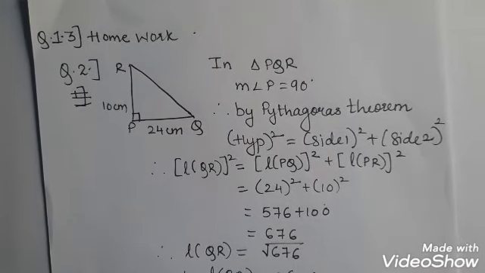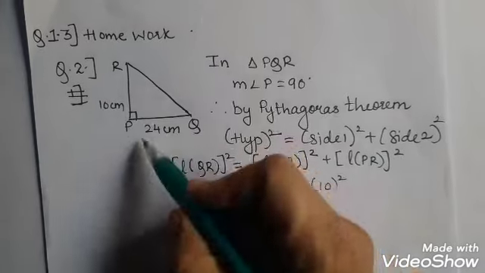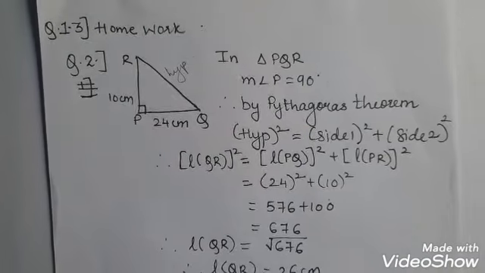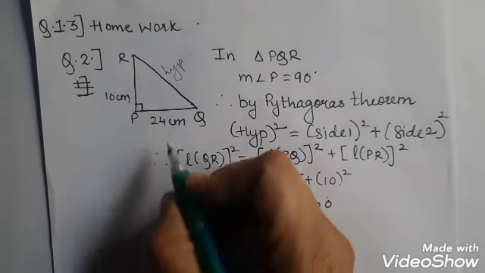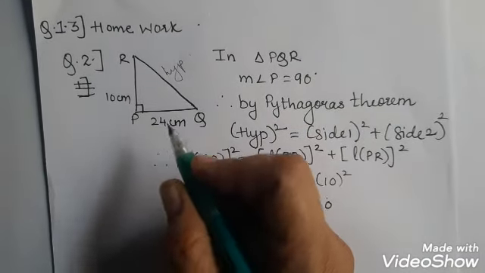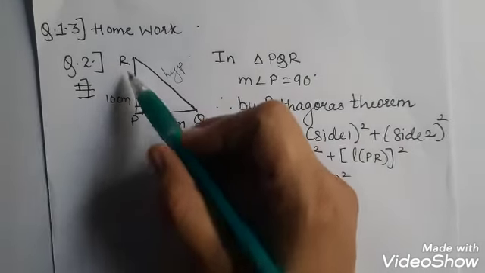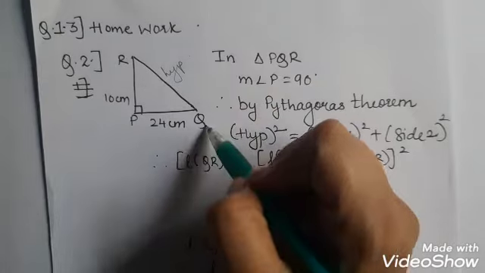In a right angle triangle PQR, angle P is 90 degrees. Angle P is given to us as 90. If this is 90, then RQ is the hypotenuse. PQ is 24 and PR is 10, find length QR.